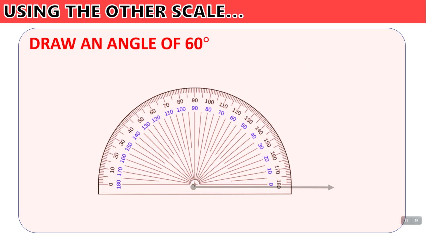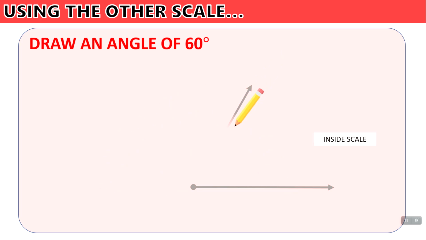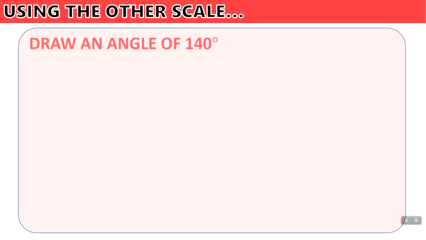We put our protractor on, we line it up straight, and now we look to see which scale has 0 on this ray. And I can see here's the 0. It's the inside scale now, the blue numbers, so we will use those numbers, the inside scale. We locate 60. There it is. We take our pencil and we put a little marking by 60. We take the protractor away and we connect the marking to the vertex. And now this is 60 degrees. We've formed our angle. Let's try one more. Draw an angle of 140 degrees.